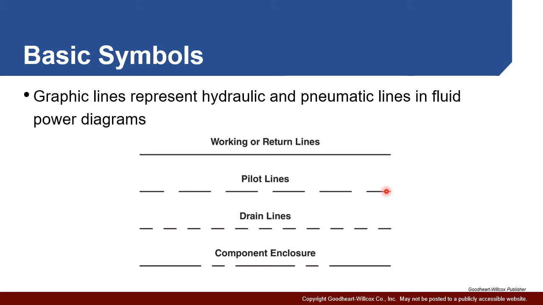In addition, we have dashed lines that represent drains. Essentially, these are often situations where we want to make sure that fluid will be able to drain out of a component if something happens. And lastly, we use a long dash, short dash line to represent component enclosures. Essentially, when we have multiple components in one device, we use this long dash, short dash line, similar to a center line in drafting, to wrap a line or a box all the way around the device.